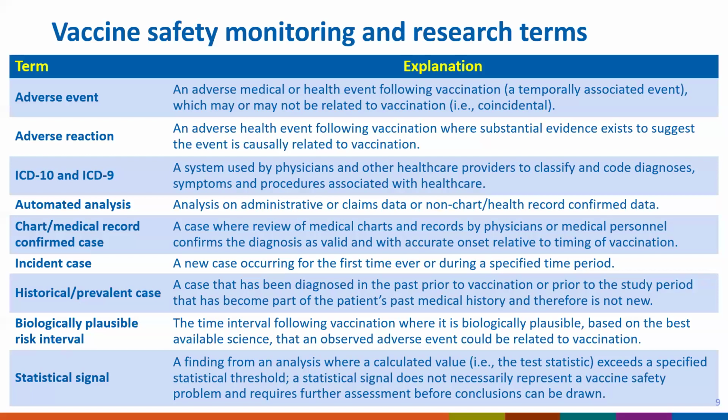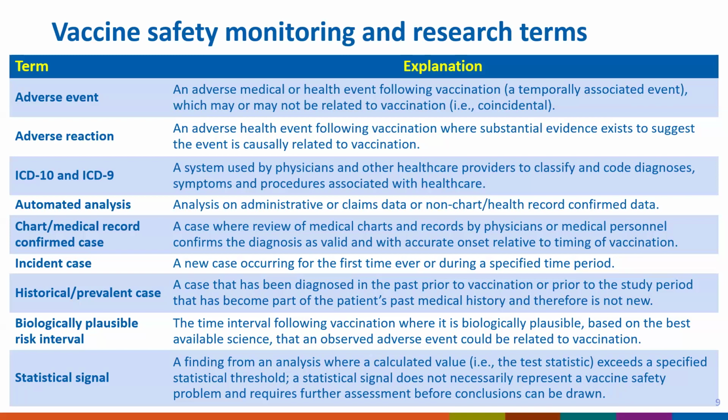And here are some terms that we use, and I think we're familiar with a lot of these. We have an adverse event. We use this term all the time. And this is a medically attended event, identified usually with an ICD code, temporally associated with vaccination that may or may not be caused by the vaccine. Then we use the term adverse reaction, and this is an adverse health event after vaccination that is likely caused by the vaccine. We have ICD-10 and 9 codes, which I think we're all familiar with. These are codes that are stored electronically in the electronic health record and claims data, and they represent a diagnosis for a healthcare encounter or for billing for a healthcare encounter.